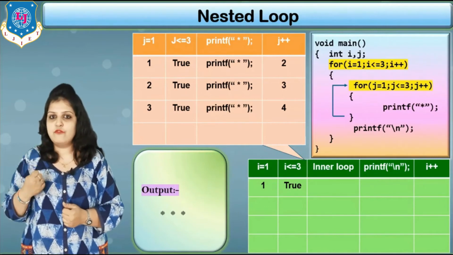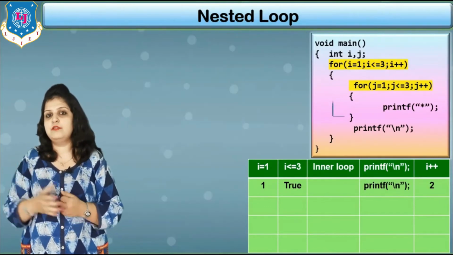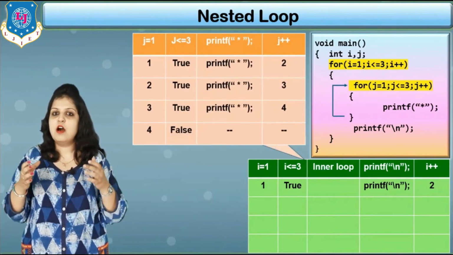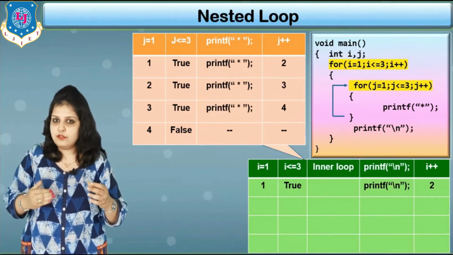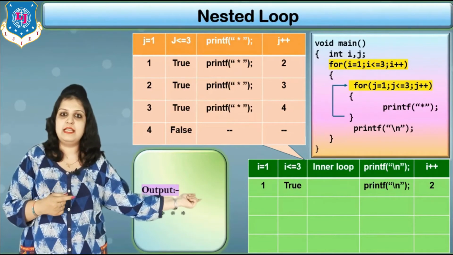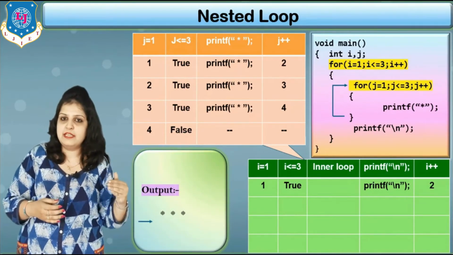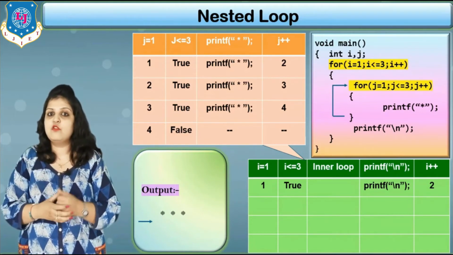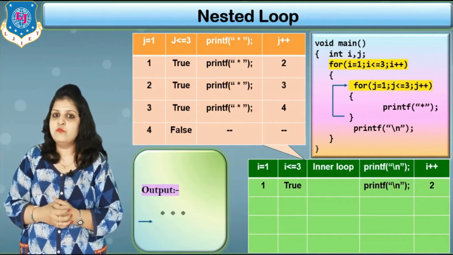Now j becomes 4. Again check the condition. Now 4 less or equal to 3, condition true or false? False. So our inner loop execution stops here, and our control goes to the next statement, that is printf /n, which you can see in the green table. So now the new line will be executed, and then after that our I will be incremented. So our I value becomes 2. Initially our I is 1.